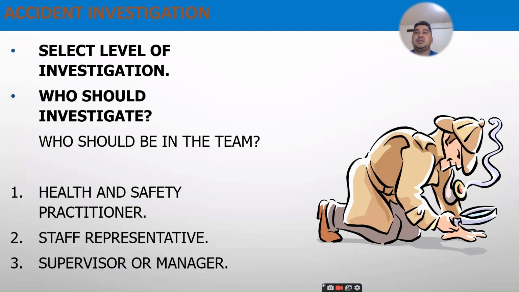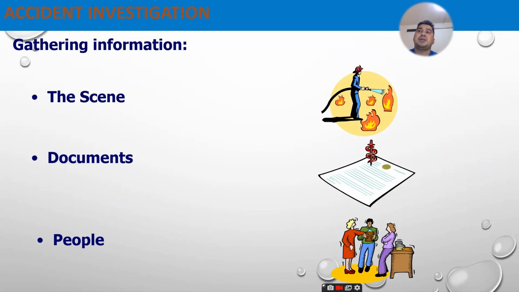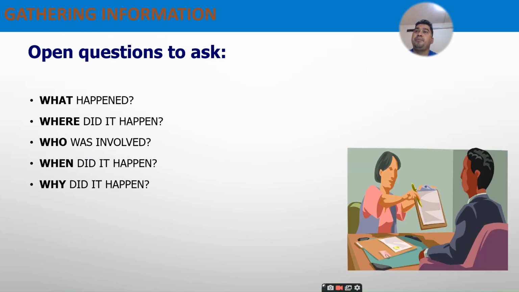Accident investigation, select the level of investigation. As I said, who should investigate, who should be in the team: health and safety practitioners, staff representatives, supervisor or manager. For accident investigation, these are the things involved while you are gathering the information: the scene, documents, people.